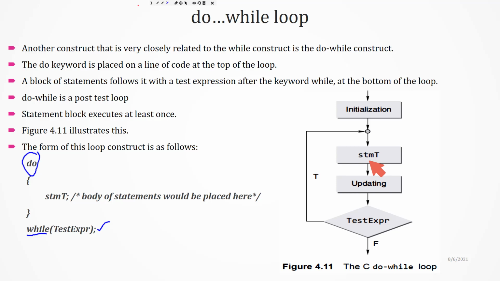Another important difference is that here the statement block and the updating block will execute at least once, because after initialization, the statement and updating statement will be executed first. So even if the test expression is false at that time, it will execute at least once. That's why it is called a post-test loop. The condition is tested after executing the block.